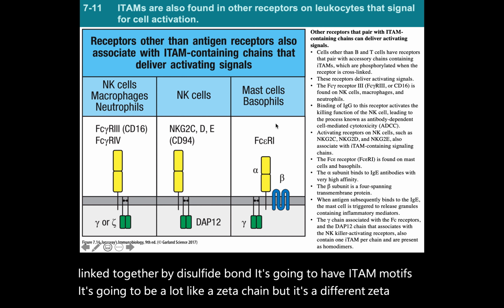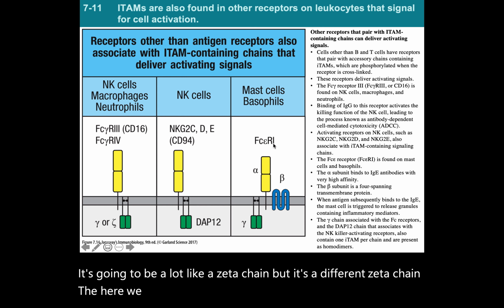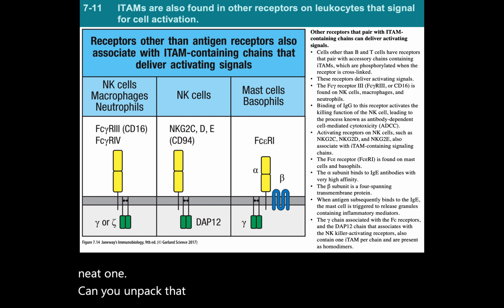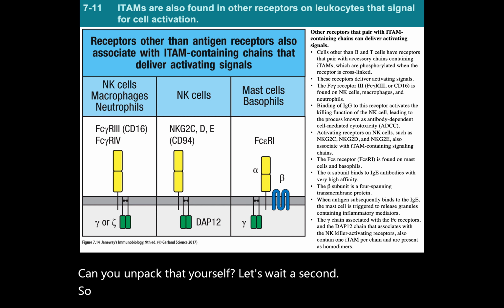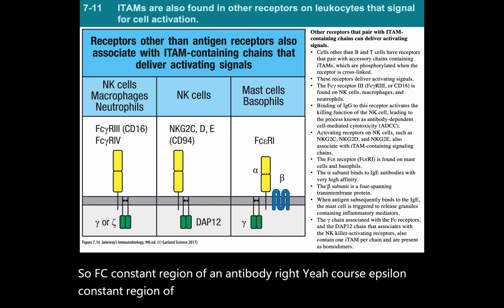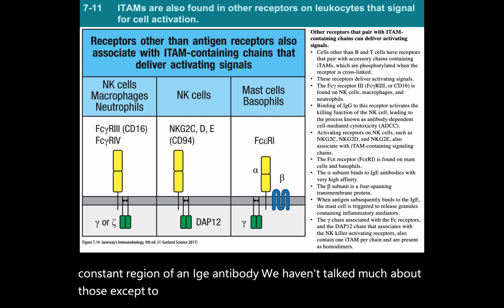And here we go, FC epsilon receptor 1. Now that's a neat one. Can you unpack that yourself? Let's wait a sec. So FC, constant region of an antibody, right? Yeah, of course. Epsilon, constant region of an IgE antibody. We haven't talked much about those except to say that they are heavily involved in allergy.